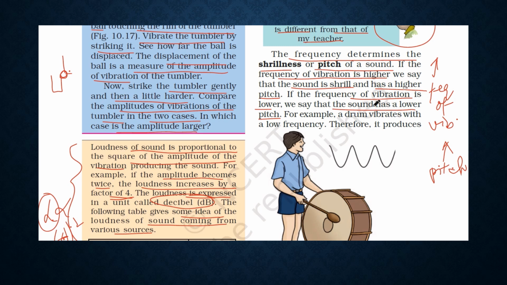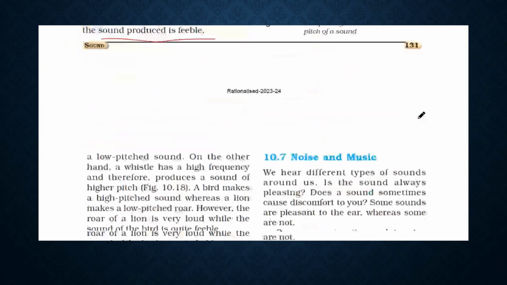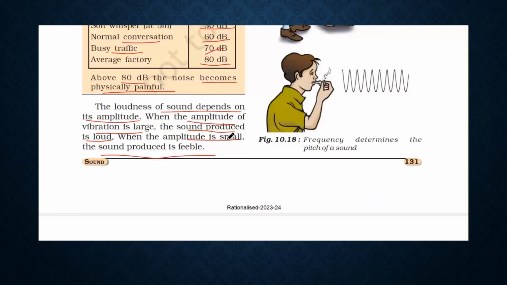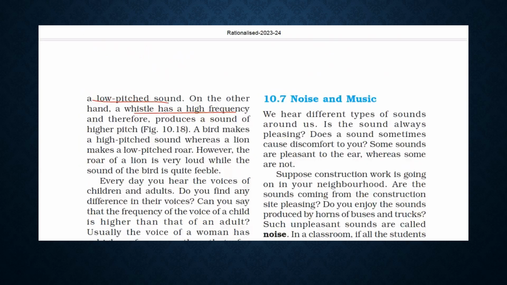For example, a drum vibrates with a low frequency, and therefore it produces a low pitch sound. Whereas a whistle, if you are blowing, you can see this fellow is blowing a whistle, has a very high frequency and produces a sound which has a higher pitch, which is shrill to our ears. When you are beating a drum, the frequency is lower and it is a low pitch sound, and it is soothing to our ears. But when you are whistling, that is high frequency and therefore it produces a higher pitch.